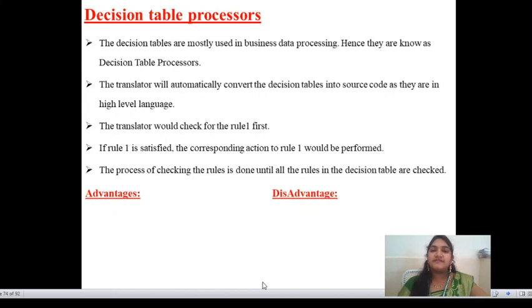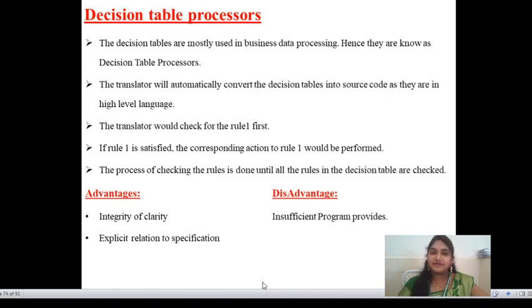This is the decision table processor application, and it has some advantages as well as disadvantages. The first advantage is integration of clarity: combining all the decision table elements like conditions and actions, clarity is defined. And explicit relation to specification: whatever specification we are using, explicit relations can be made between those specifications. Next, high level maintainability. High level maintenance will be defined. That is one of the advantages of decision table processors.